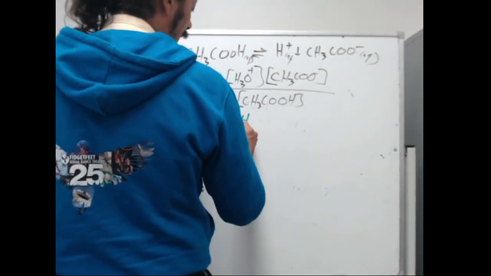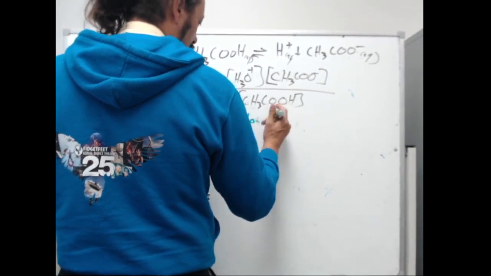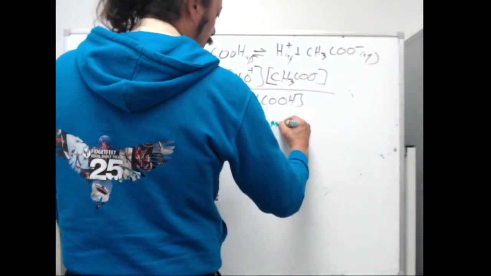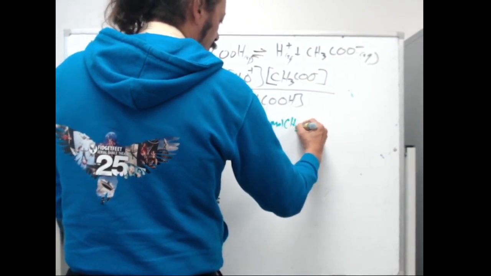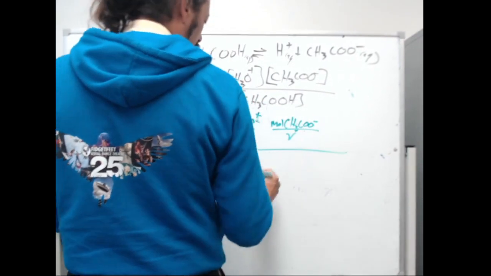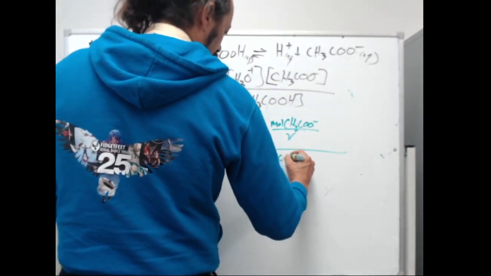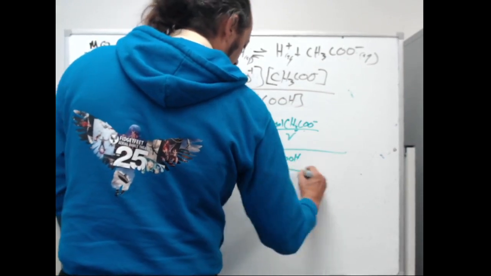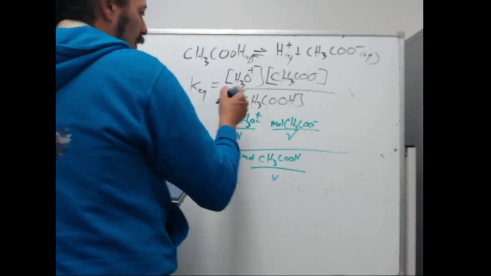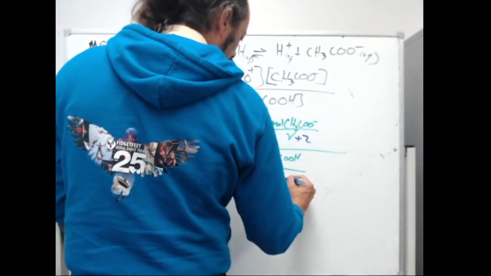So we've got moles of H3O plus over volume. We've got moles CH3COO minus over volume. And then we've got moles CH3COOH over volume. If we add water, we're going to do like +2, +2, +2.